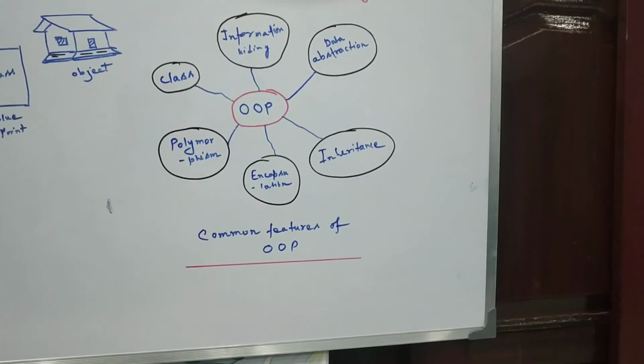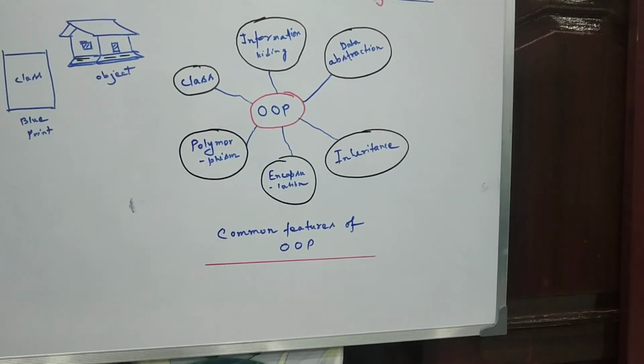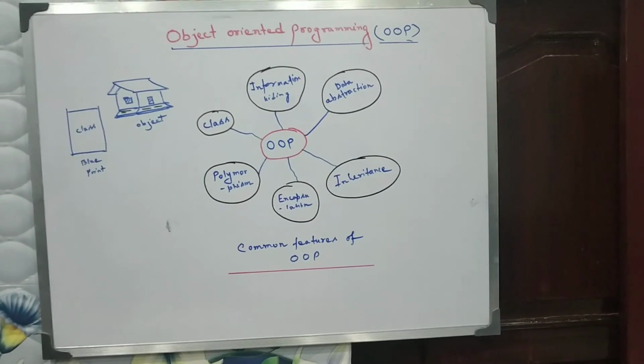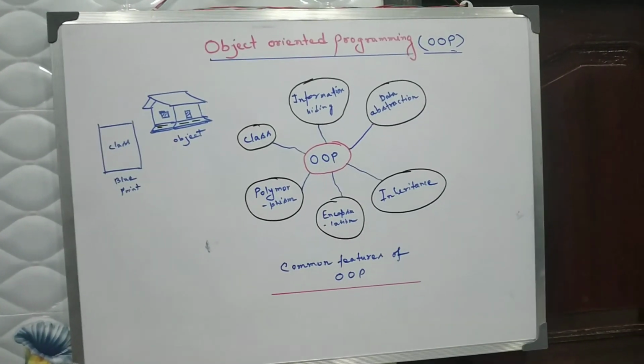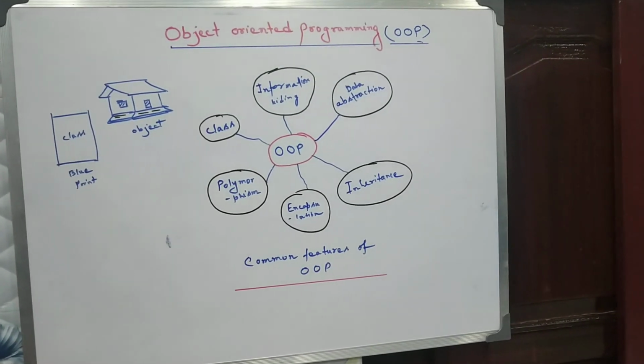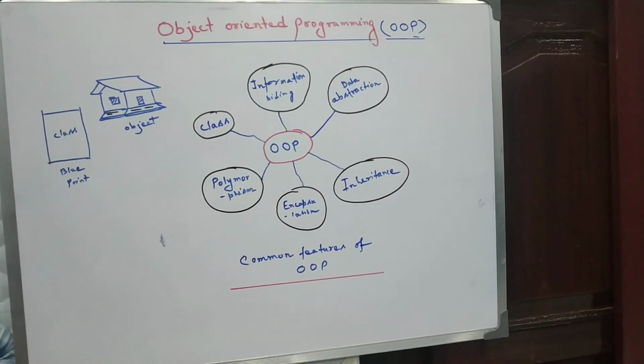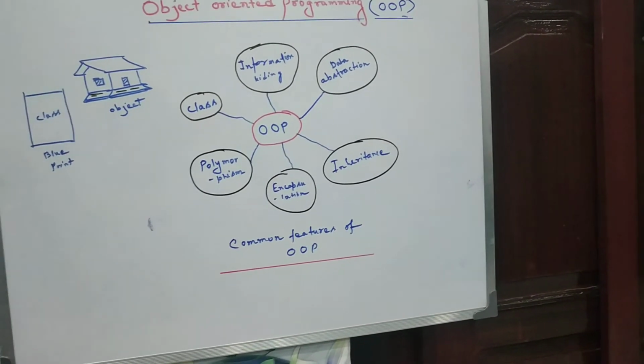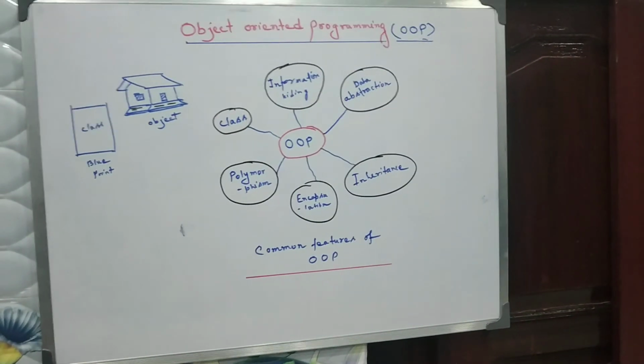And one more thing is encapsulation. I will discuss it later. So these are some basic features of object-oriented programming languages: class, object, data abstraction, information hiding, inheritance, polymorphism, encapsulation. I will discuss them in detail in future.